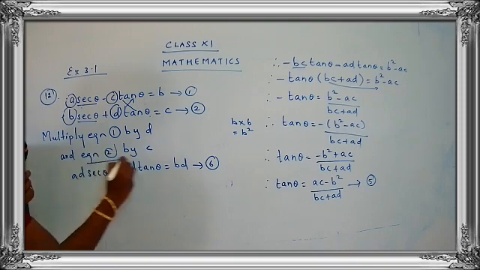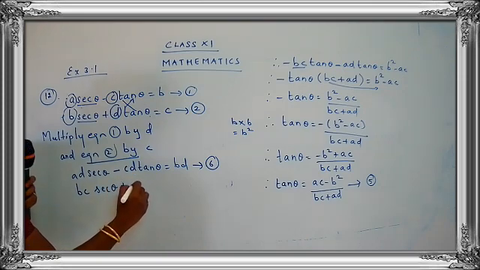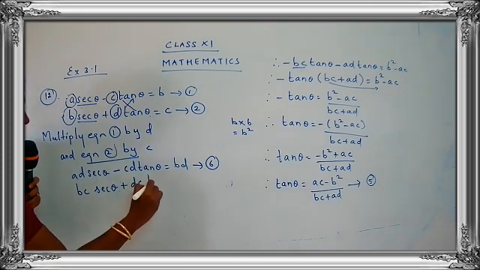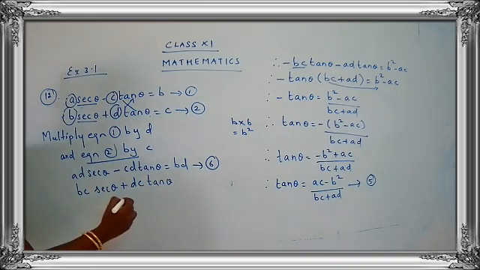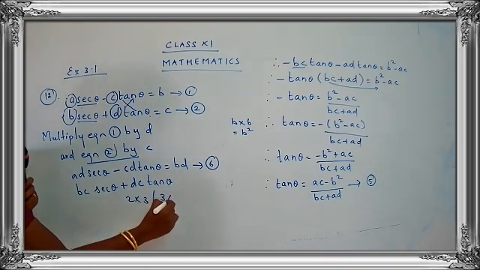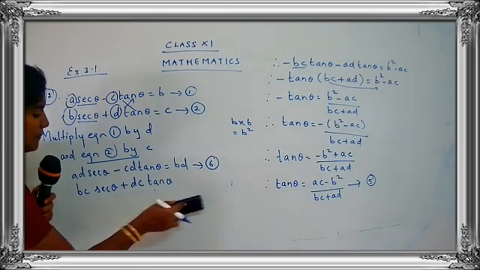Equation 2 by C. So BC sec theta plus DC tan theta. You can write DC or you can write CD. They are one and the same. 2 into 3 or 3 into 2. You get the same answer. So no need to worry about DC, okay? It is one and the same like CD.